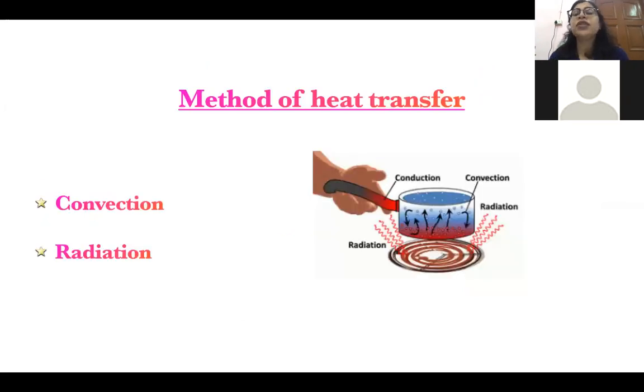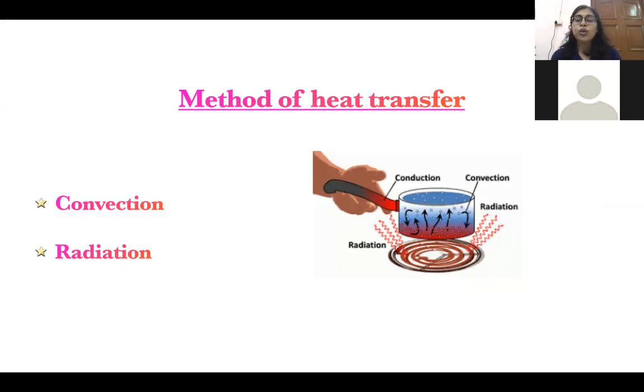Second, method of heat transfer. So the method of heat transfer between air and the outer environment, like when we heat the air, what is the method of heat transfer? And second, what is the method of heat transfer when we concentrate the liquid, which is to be dried. Since we are taking liquid and air into consideration, hence convection and radiation play a role.